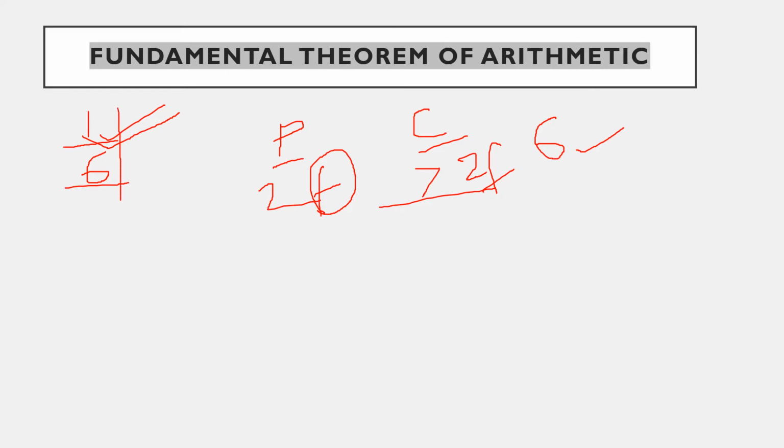Now coming to composite numbers, it should have more than two factors. Means it should go in the one table, it should go in its own table, and it should go in other tables also. Clear, children? So here I'll tell you in a simple way.